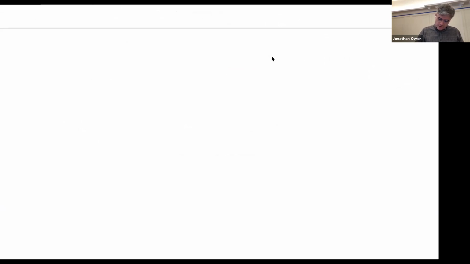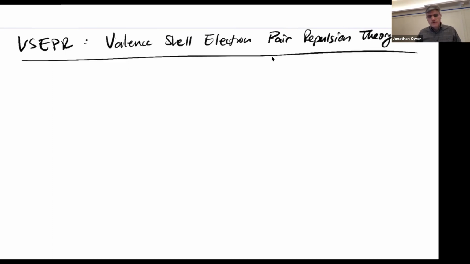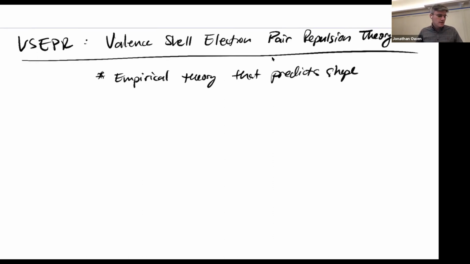Okay, so we're going to transition now and start talking about VSEPR, which is the valence shell electron pair repulsion theory. It is, in fact, a theory. But it's sort of empirical. It's an empirical theory that predicts shape. And it does predict. Okay, but it's not rested in good fundamental principles, okay?